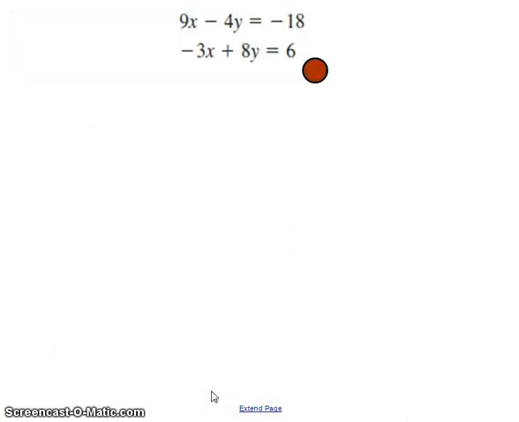Okay, here's another one of those for you. Hit the pause button, work this one out. When you come back, I'll show you the solution.